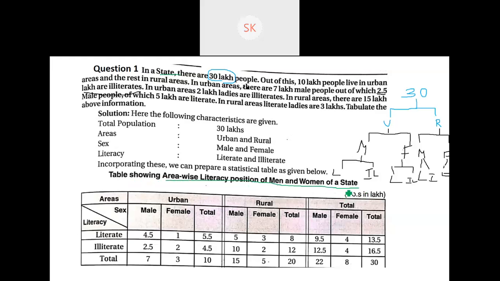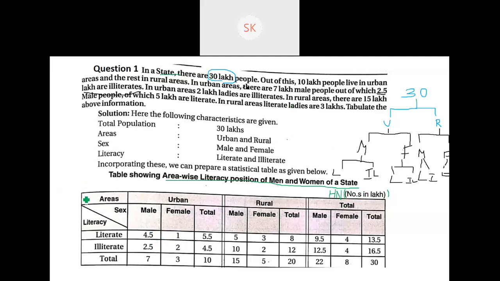Now here is the head note. Numbers are in lakhs. So here they have given us 3 lakhs, 10 lakhs, 7 lakh, 2.5 lakh. So we cannot keep writing the zeros here. Instead of that, we will put a head note. This is known as head note here. Head note is: numbers are in lakhs.